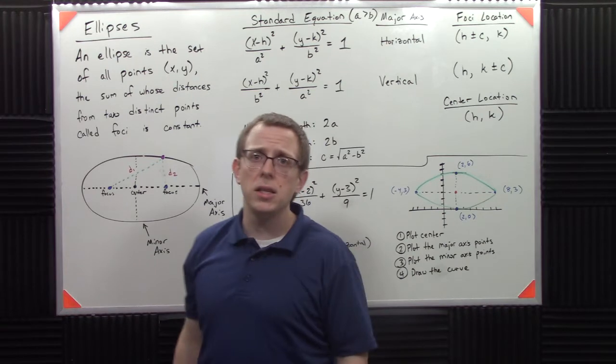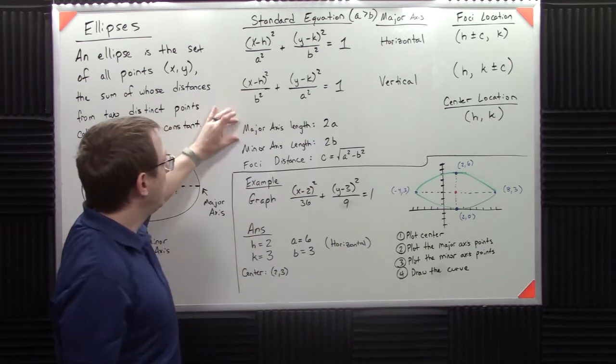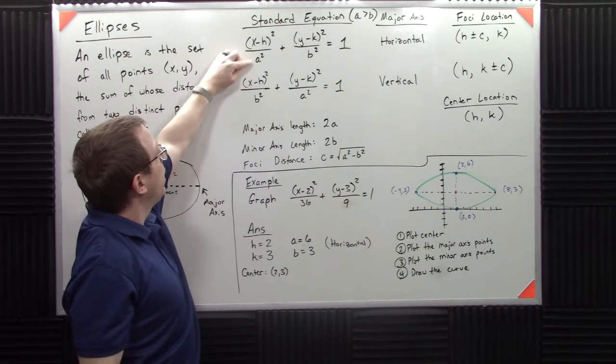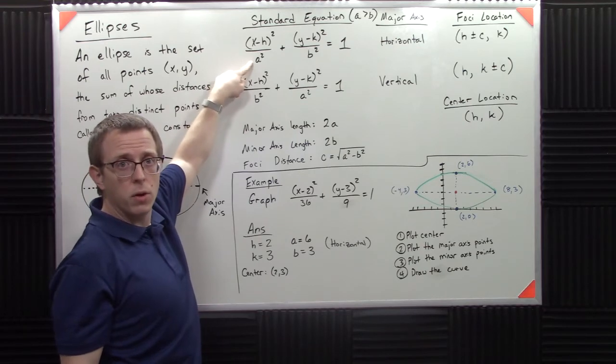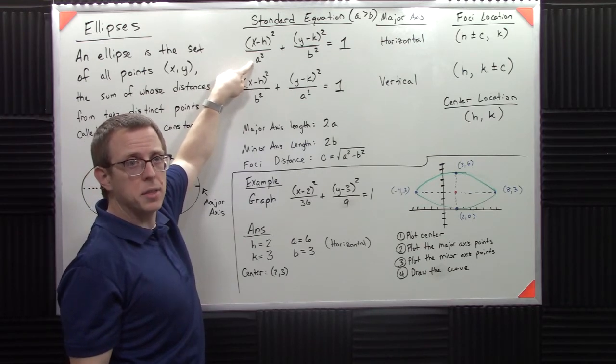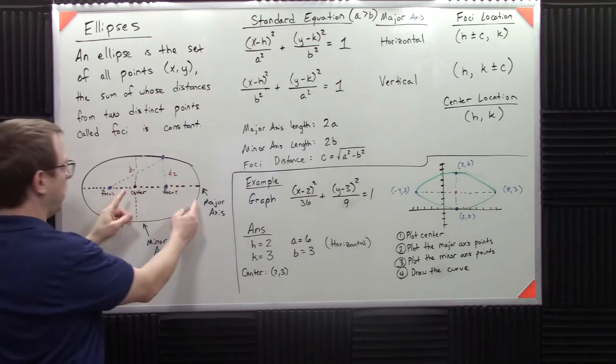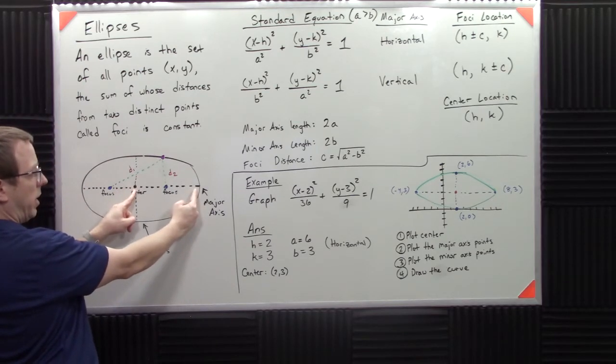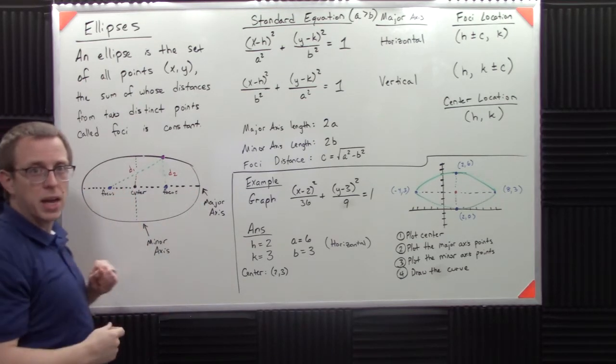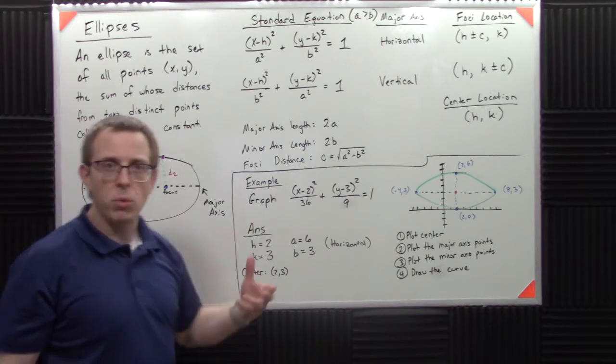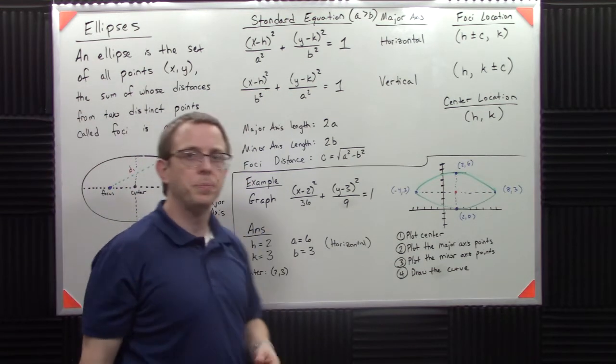Now your major axis and minor axis lengths are related to these values of a and b. So notice this is a^2, so we need to figure out what a is. And if the major axis length is 2a, then this length is a and that length is a. When we get to the example, it'll be pretty clear what we're doing here.